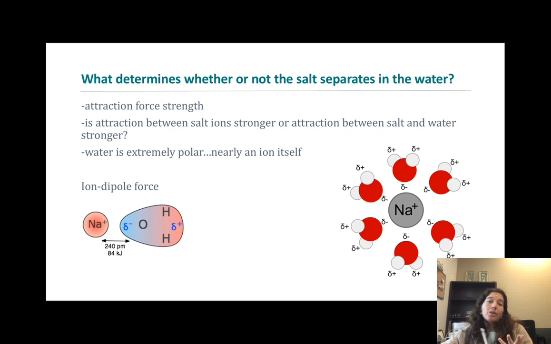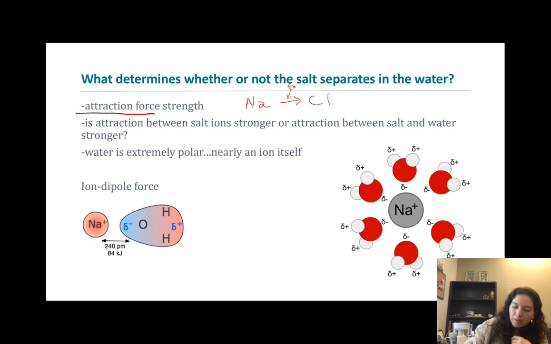So this brings up our original question. What determines whether or not a salt separates in water? Why does sodium chloride break apart, but then, like, our barium sulfate doesn't? It has to do with the attraction force between your ions. So between Na and Cl, this force right here, there's going to be a difference between that force versus this force.